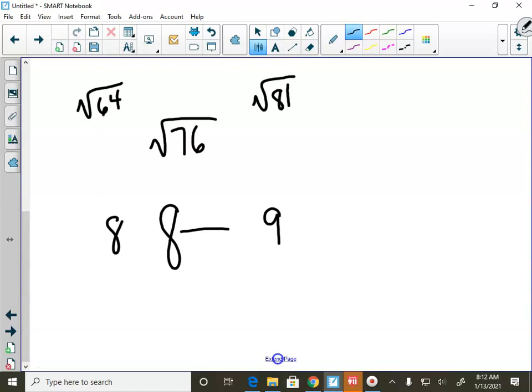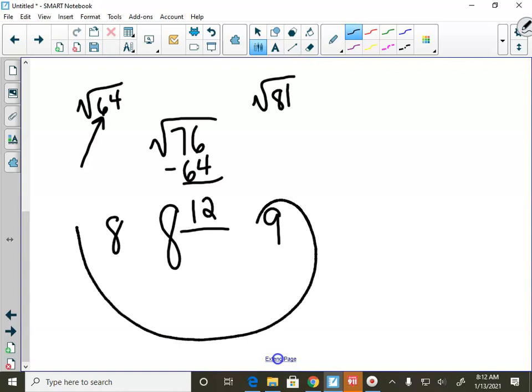Now, how we get the fraction is the key to doing this. To get the numerator, we take the smaller perfect square that we know and subtract it from the one we're trying to find. Right? That's going to give us 12. To get the denominator, we add these two square roots together. And that would give us 17. So the approximate square root of 76 is 8 and 12/17. Pretty cool, huh?